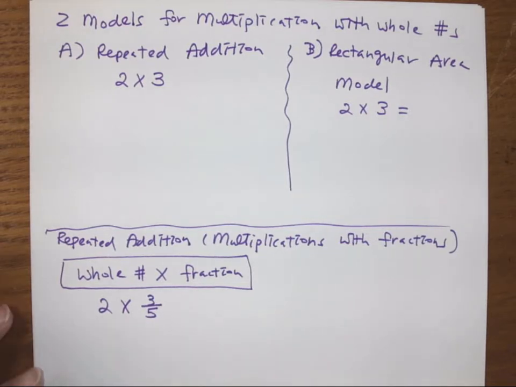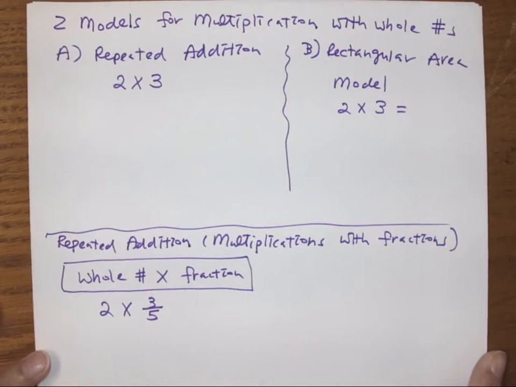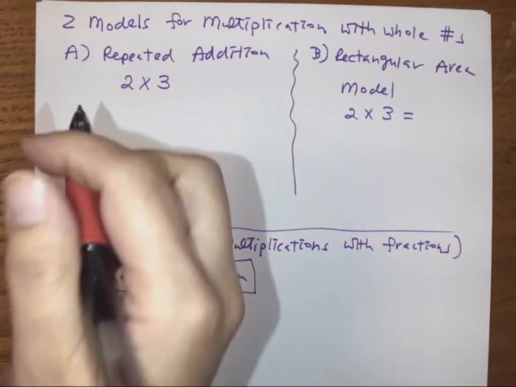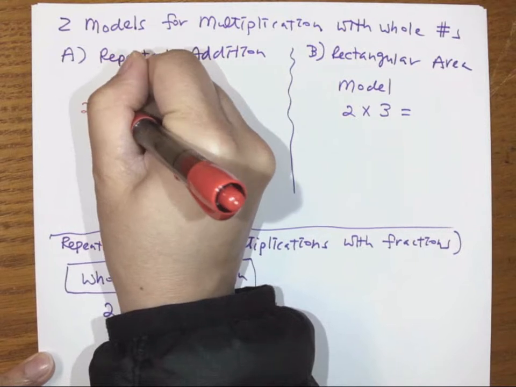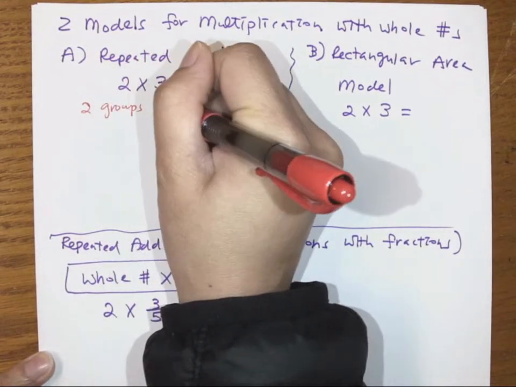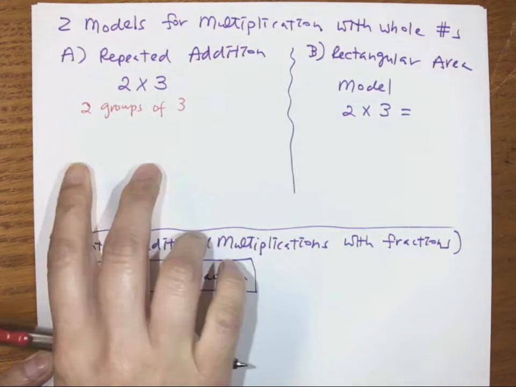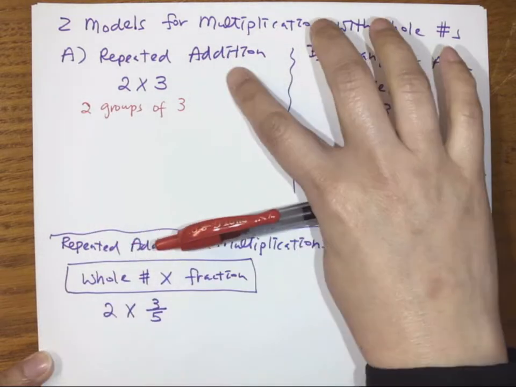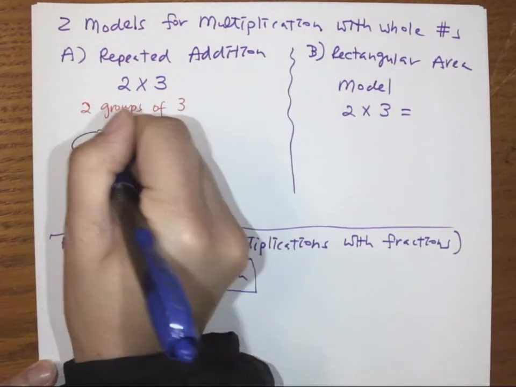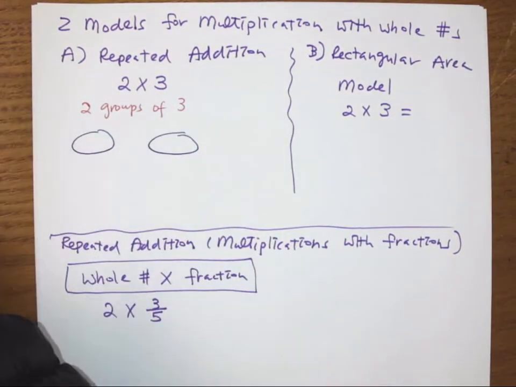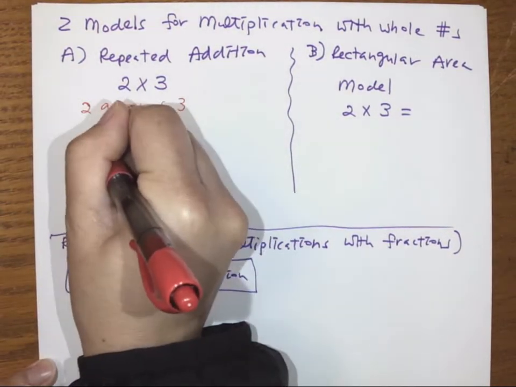So let's do a set model for this. When you do 2 times 3, that basically means you're doing two groups of 3. And I want you to go in this order so you will match the questions. We have two groups of 3, so I'm going to need to have two groups, and each group should have 3 units.